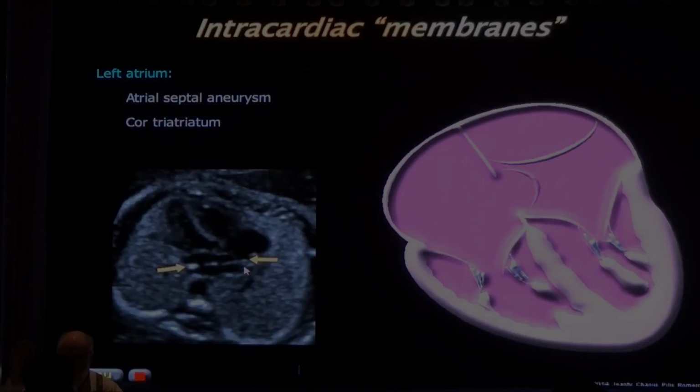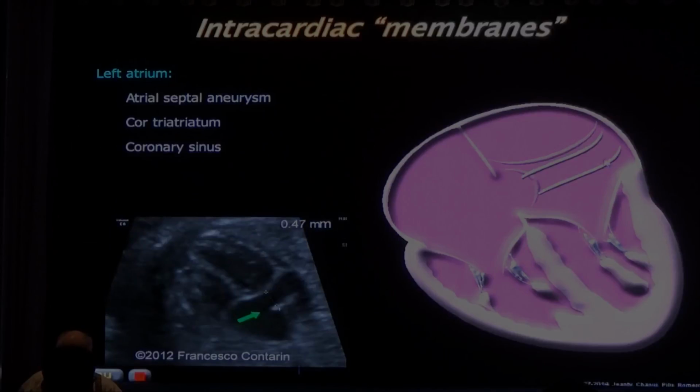Another one you can see is cor triatriatum. Remember I told you about the pulmonary veins joining the back of the left atrium, and sometimes you can see this remnant of a membrane over here. Now, in the fetus, this is usually not a problem because the fetal lung circulation is low flow. But when the baby is born, the patent orifice here may be restricted, and so this baby may develop obstruction. So those babies need to be rescanned after birth.